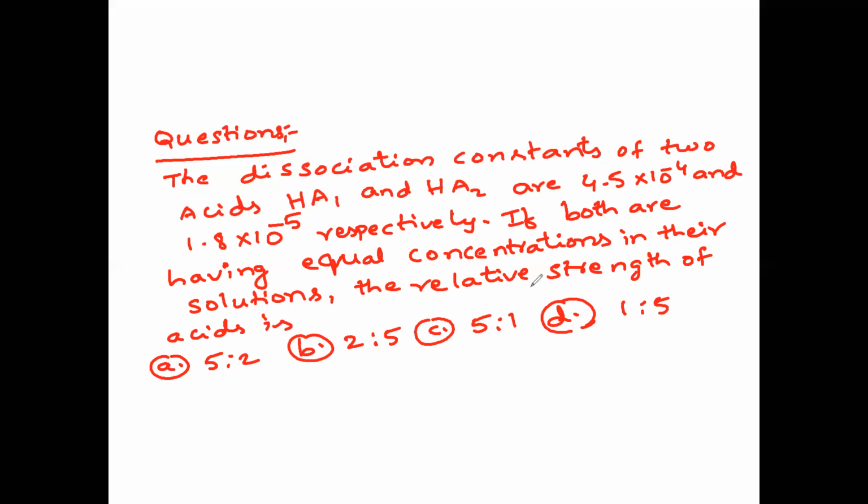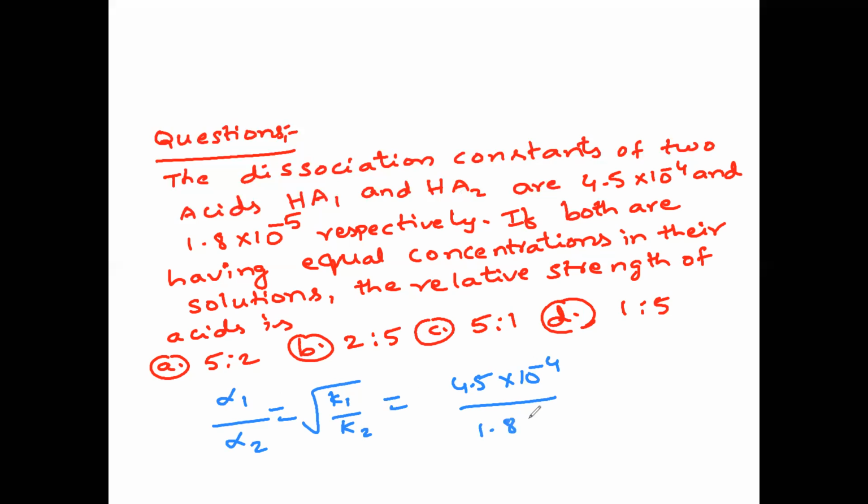They're asking us to find, if both are having equal concentrations in their solutions, the relative strength of acids is given by. To find the relative strengths of acids, we need to find the degree of dissociation. So alpha 1 by alpha 2 is equal to root of Ka1 by Ka2, that is root of K1 by K2. So what is Ka1? 4.5 into 10 to the power of minus 4, divided by 1.8 into 10 to the power of minus 5, under root.